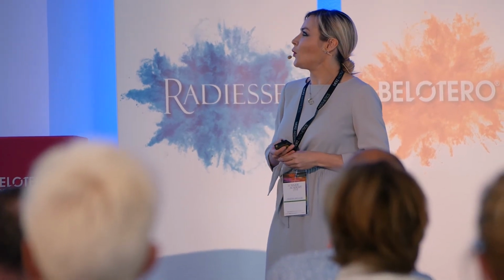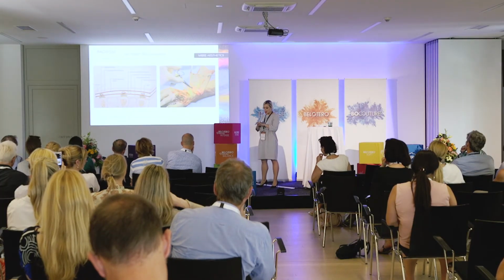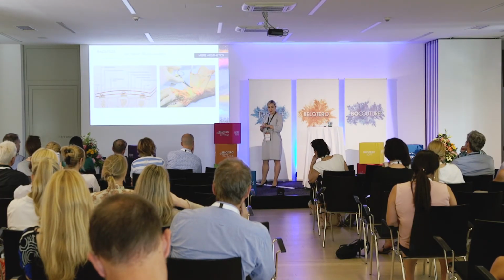So very quickly, let's have a look at Radiesse for hand rejuvenation. So why should we be using Radiesse to rejuvenate the hand? Because of course, with aging, hands get skeletonized. So of course, they lose volume, they lose subcutaneous tissue, and dorsal veins and extensor tendons become more visible. So you have an empty and oldish looking hand.